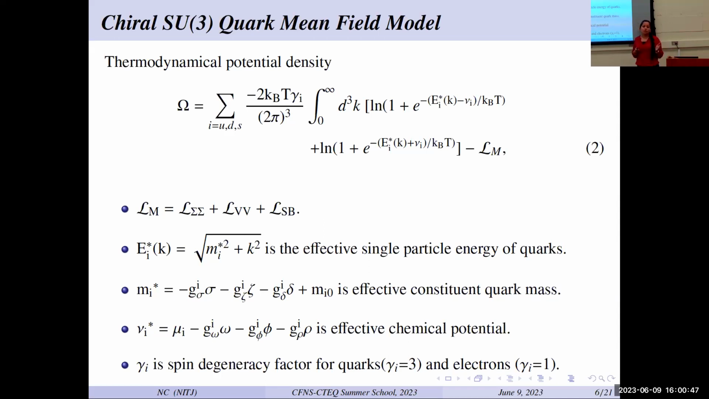This effective mass gets modified due to the scalar fields, whereas this nu_i, which is the effective chemical potential, gets modified due to these vector fields that are omega, rho, and phi. So we are taking the contribution of scalar and vector fields combined to see what will be the modification in our susceptibilities or our conserved charges eventually.